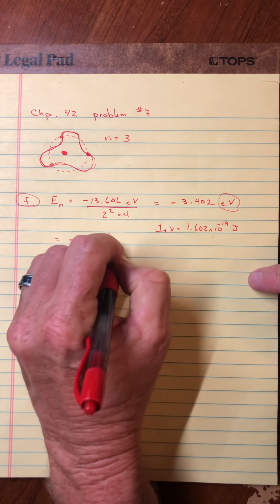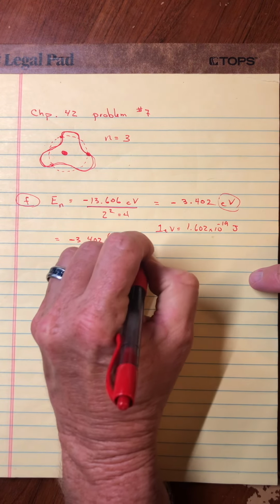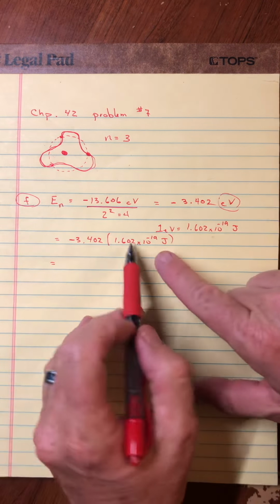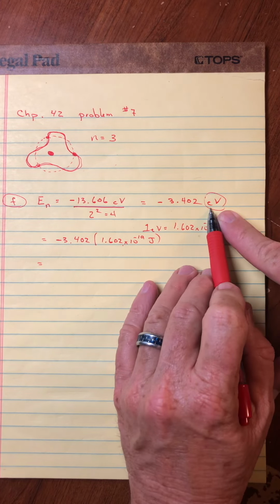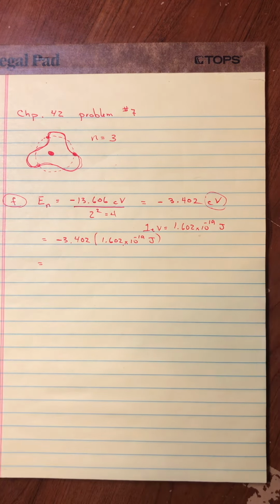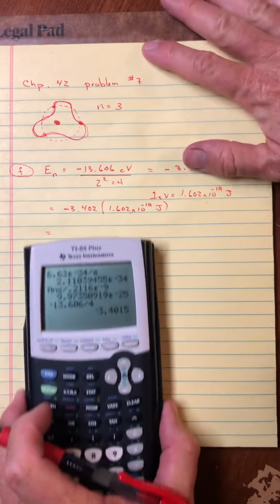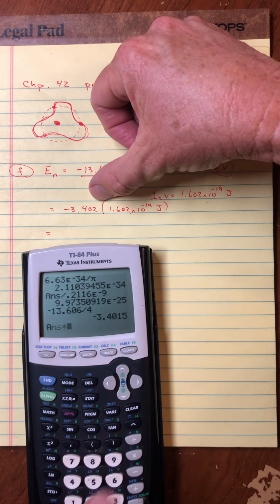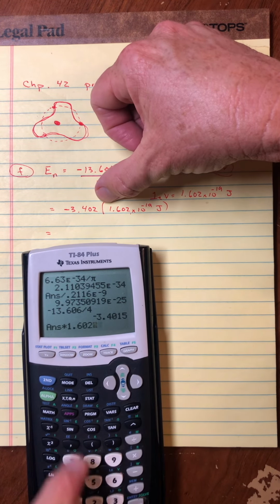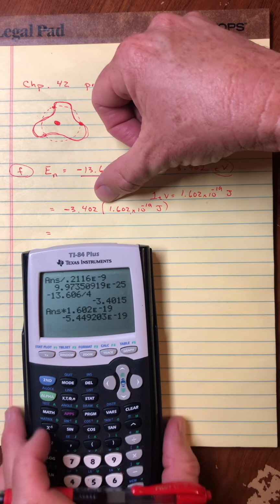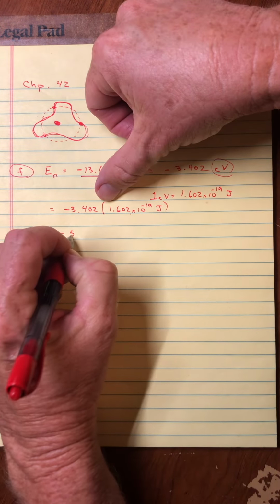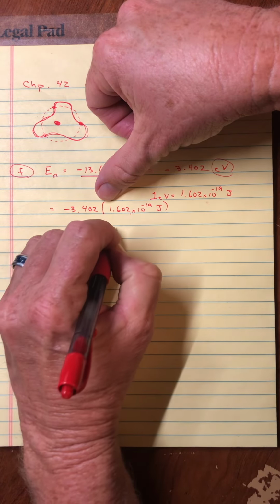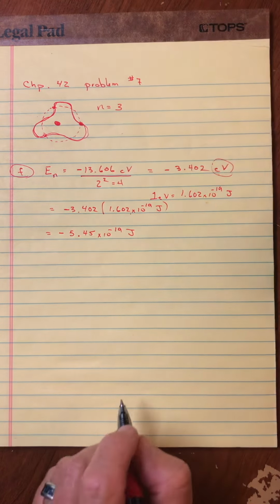But to make it in units that maybe will have you feeling a little more comfortable, let me just do a unit conversion. And so right here, I'll just replace what an electron volt is equal to, and then do the math. So I've got the negative 3.402, and then times 1.602 times 10 to the negative 19. And so we're looking at a negative 5.45 times 10 to the minus 19 joules.